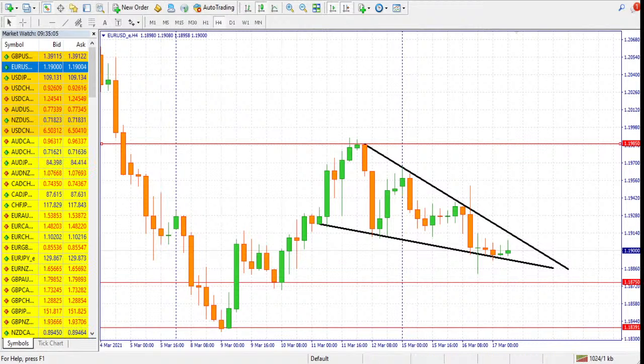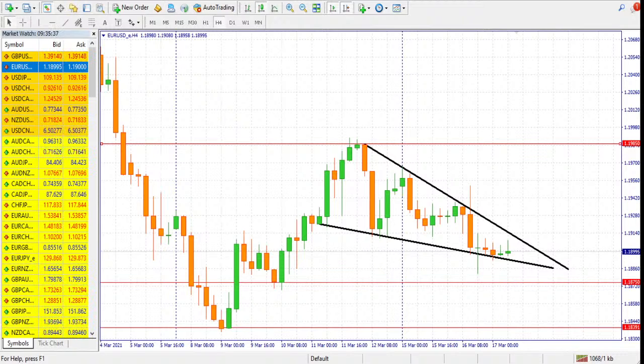So technically we are within a range. We want to see price either break above the upper trend line, then continue to the upper side, or break below the lower trend line, then continue to the lower side. So either way, as it is now, we are on the sidelines. We are waiting to see what happens. A break beyond the upper trend line will mean we are heading upwards, and a break below the lower trend line will mean we are heading to the lower side.